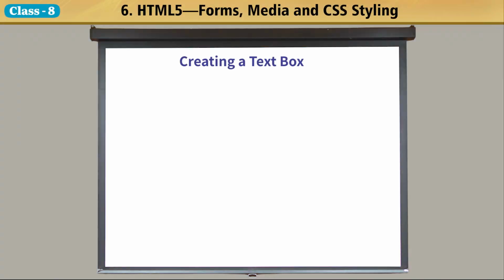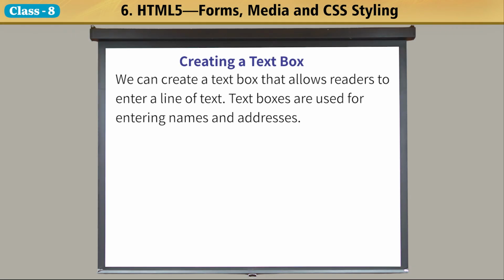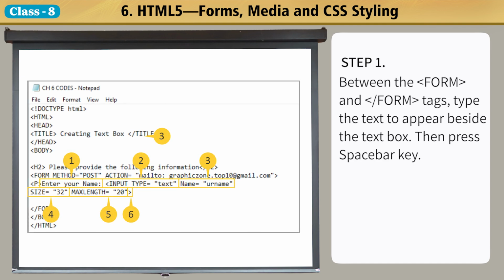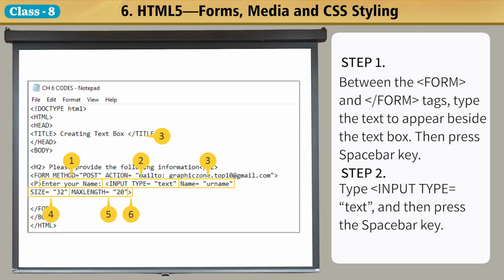Creating a text box. We can create a text box that allows readers to enter a line of text. Text boxes are used for entering names and addresses. Let's learn to create a text box. Step 1. Between the form tag, type the text to appear beside the text box. Then press the spacebar key. Step 2. Type and then press the spacebar key.